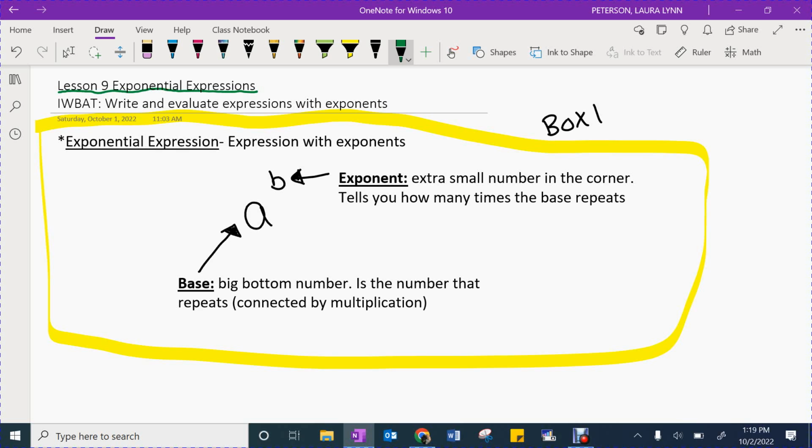So a number, whatever it may be, A can be 2, 4, it could be negative, it could be a fraction, whatever it is, it's repeating. And it's being repeated multiplication. So it says connected by multiplication.